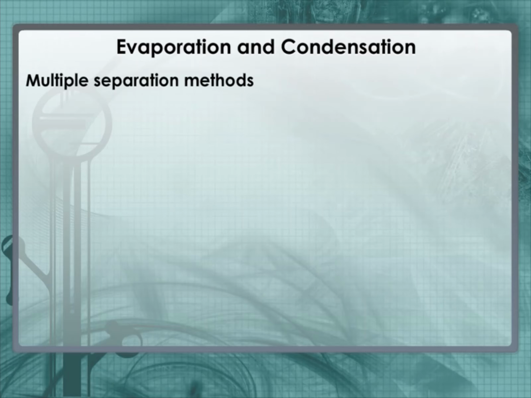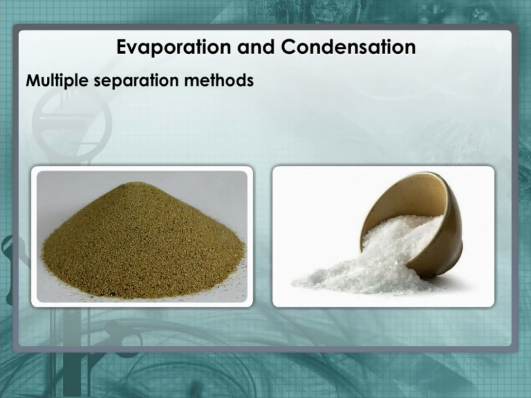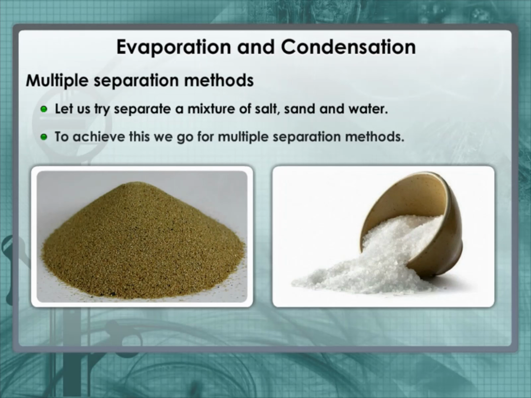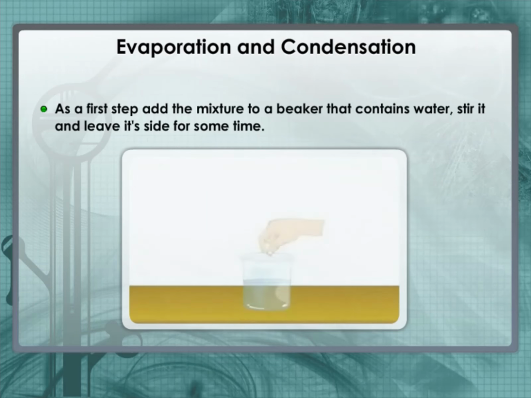Multiple separation methods. Let us do an experiment to undergo multiple separation methods. Let us try to separate a mixture of salt, sand and water. To achieve this, we go for multiple separation methods. As a first step, add the mixture to a beaker that contains water. Stir it and leave it aside for some time.